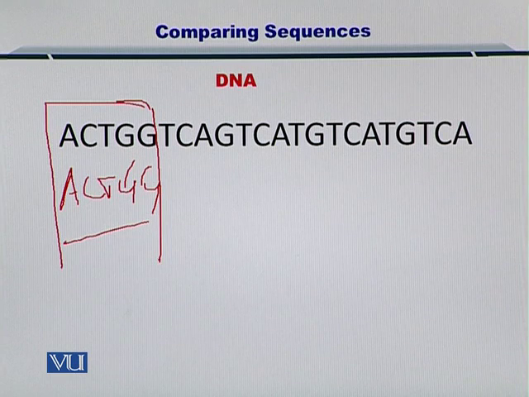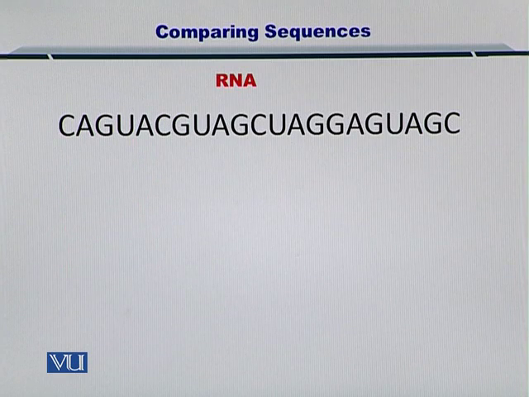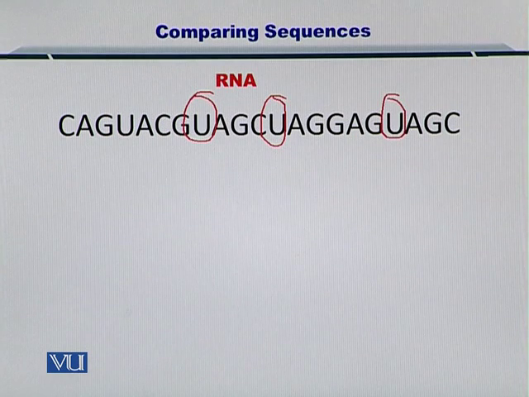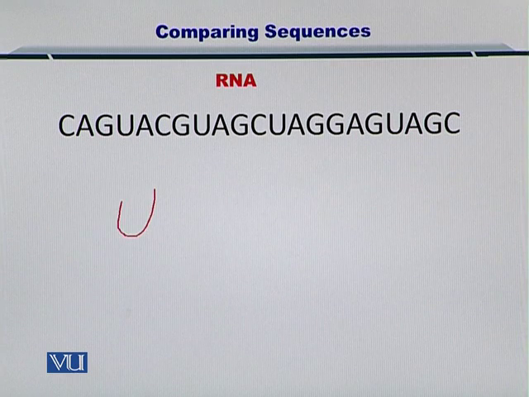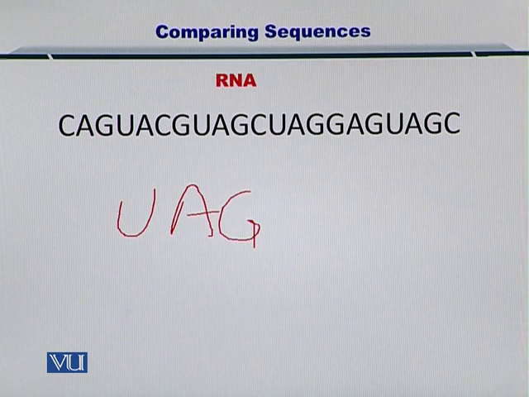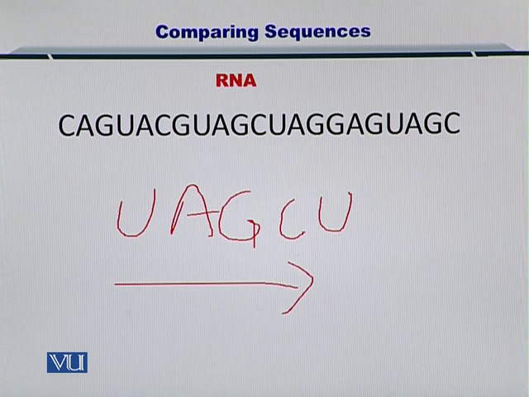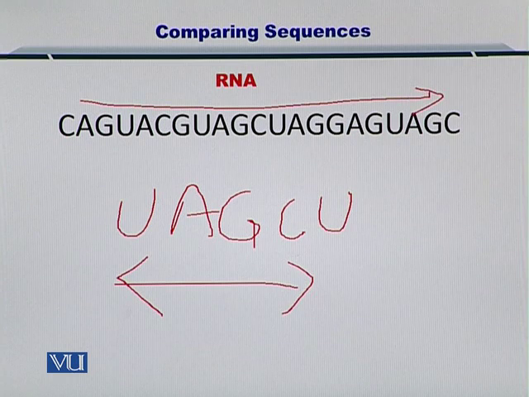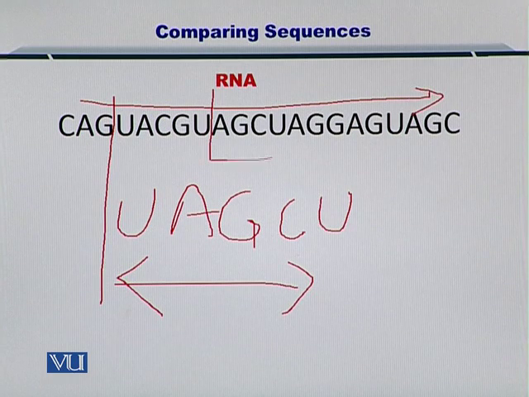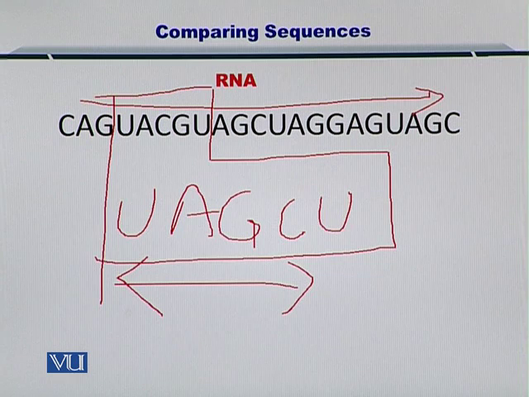If you want to do a similar comparison with the RNAs, then you have to take an RNA sequence, and you can guess that by looking at these uracils here. And if I ask you to compare it with U, A, G, C, and U, obviously this sequence is shorter again and this one is long, but you will see that this sequence matches this portion very nicely.